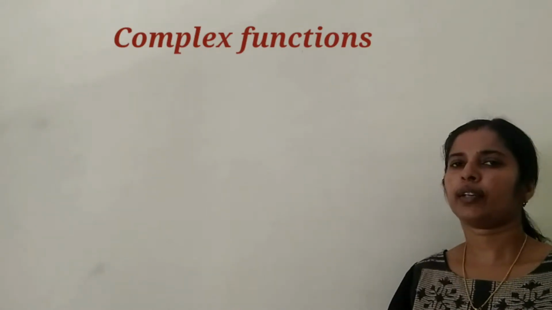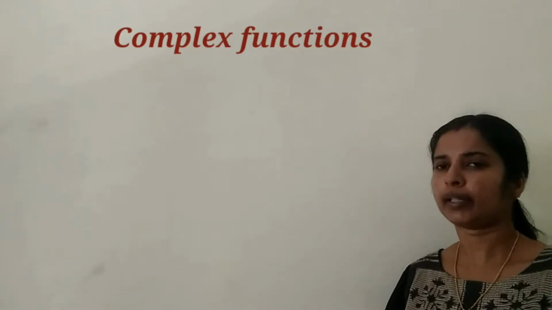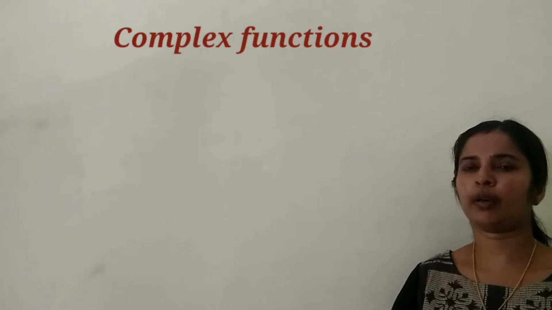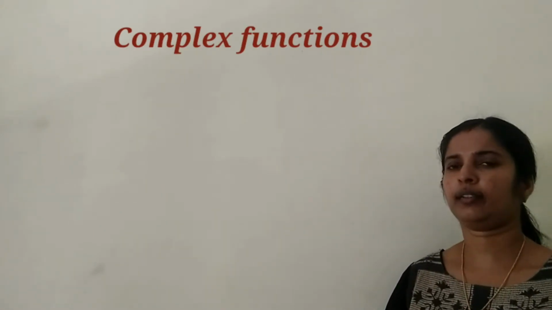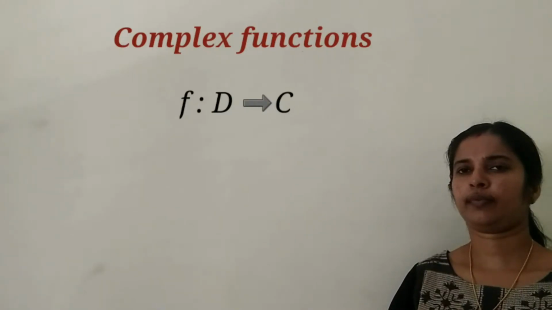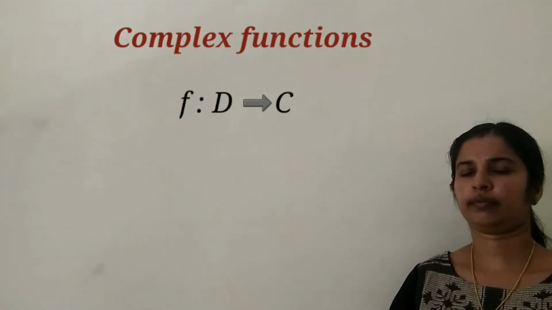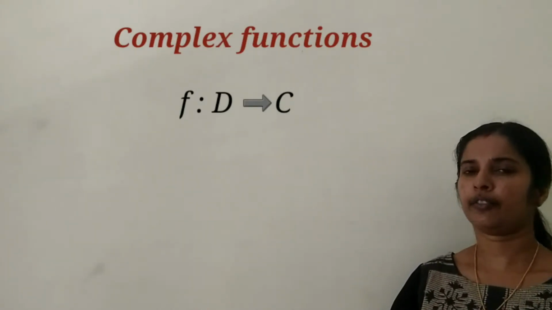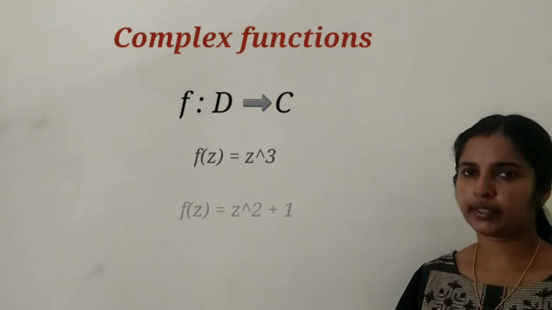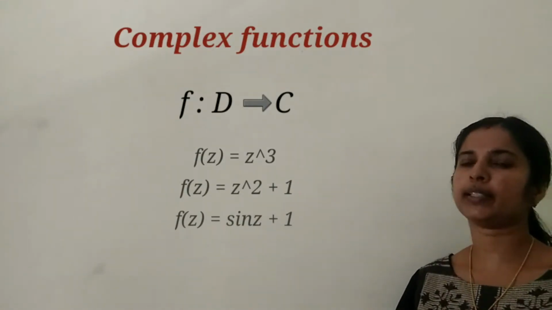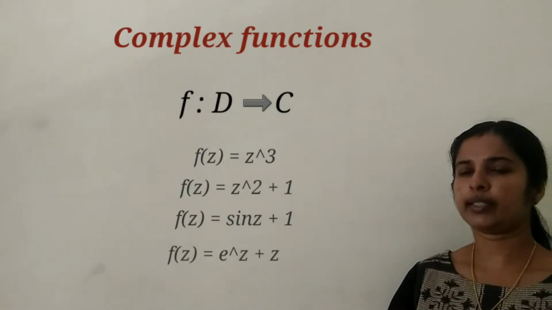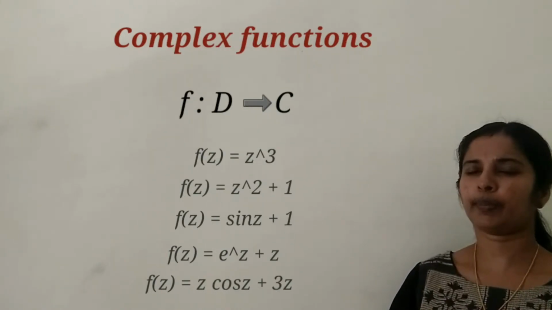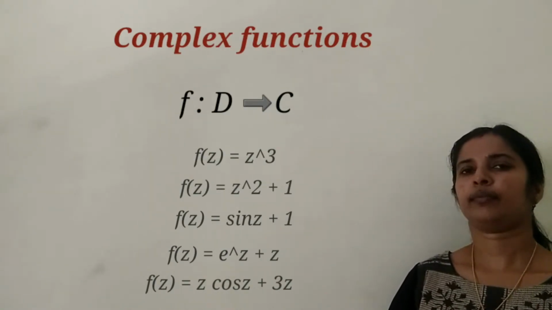A complex function is a function from complex numbers to complex numbers. In other words, if D is a collection of complex numbers, then any function f from D to C is called a complex function. So you can make lots of complex functions, like f(z) = z cube, f(z) = z square plus 1, f(z) = sin z plus 1, f(z) = e raised to z plus z, f(z) = z cos z plus 3z, etc.